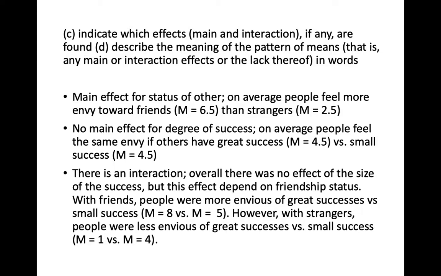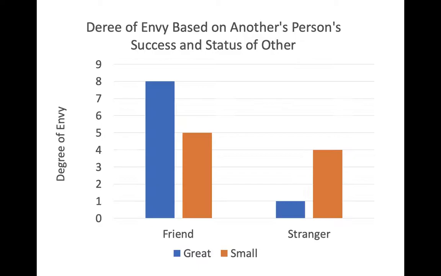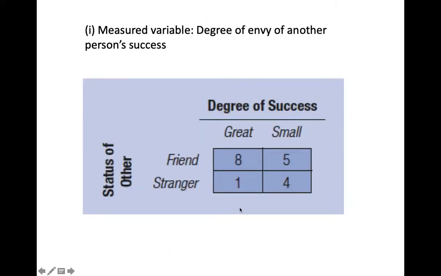However, there's no main effect for the degree of success. On average, people feel the same envy if other people have a great success versus a small success. Okay, let's take a look at that. What's the marginal mean here? 4.5. Why? Because we're going to average 8 and 1. And so if we sum those together and divide by 2, we're going to get 4.5. Eyeballing this, we can see that the mean here is 4.5, but we'll just do the math. 5 plus 4 is 9, divided by 2 is 4.5. Okay, so same marginal mean. So on average, the main effect is that there is no main effect of degree of success.